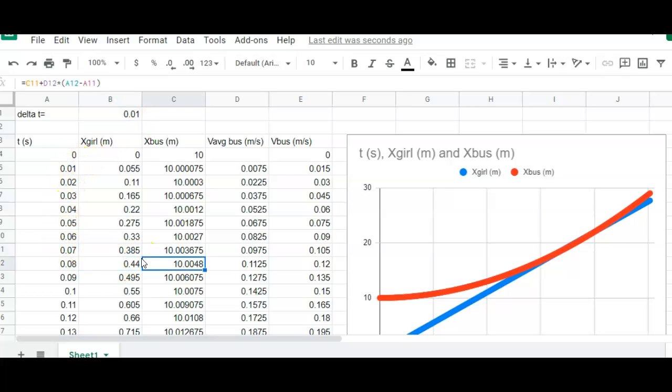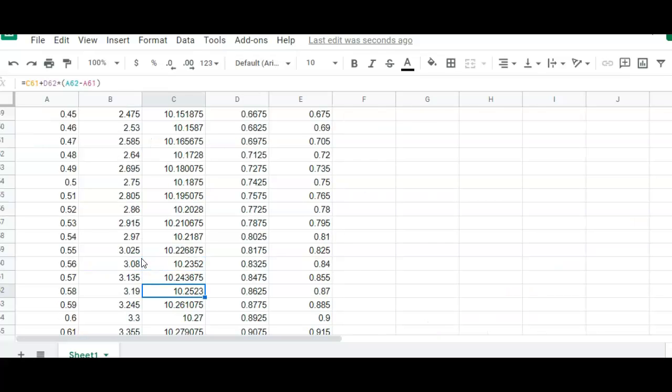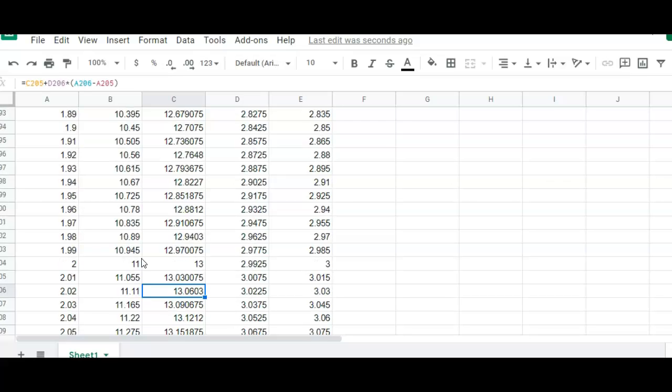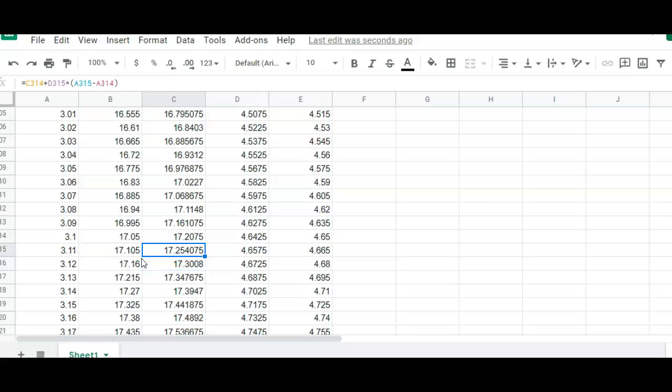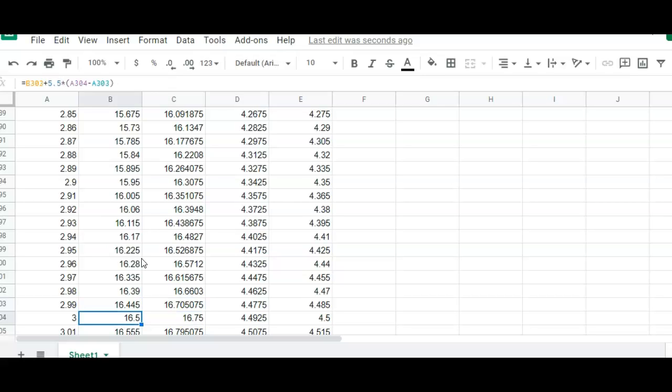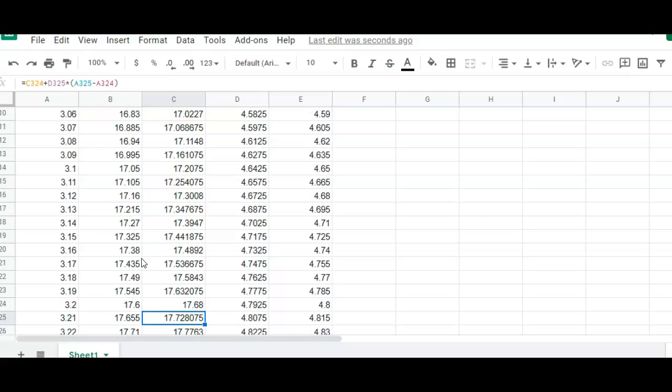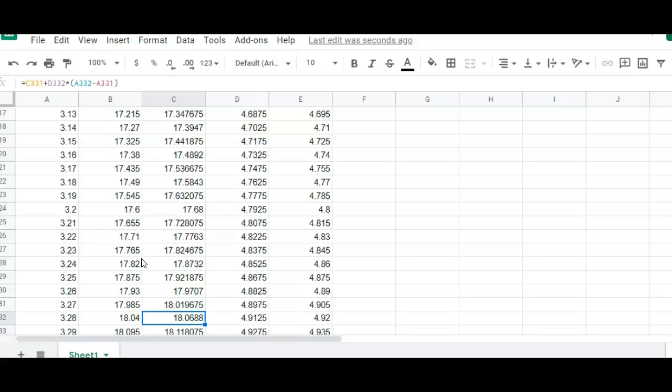Because now when we do this, if we're comparing these two numbers, does the girl catch up to the bus? We can scroll down and we can see that the girl's starting to get close to the bus. Here at 2 seconds, it was 11 and 13. We can go down to 3 seconds. It was 16.5. Now she's within 0.25 meters. And now we can see as we get closer, she's within 0.2. Ooh, they're real close. And you can see right here, they're almost next to each other.